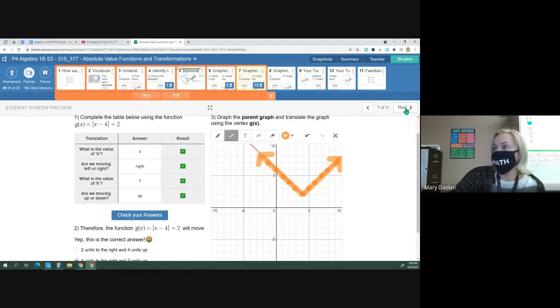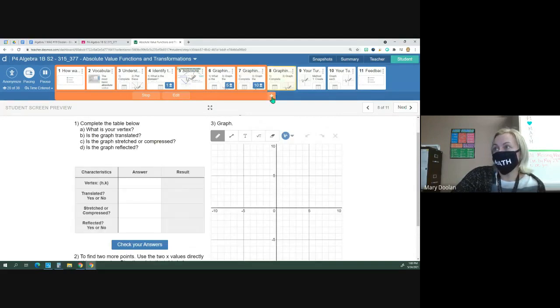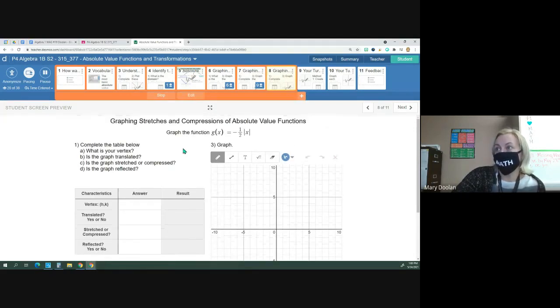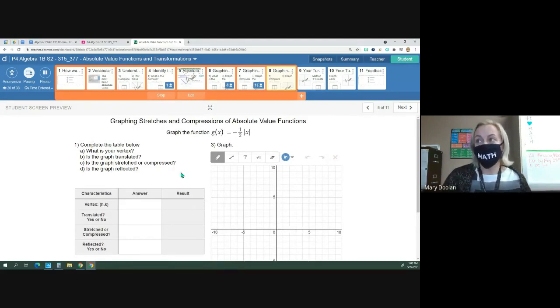All right, we have one more slide. So this last one we're going to do is graphing an absolute value function where you might have a stretch or a compression. Here is our function, g of x equals -1/2 times the absolute value of x. That's really close to the parent function, but we have this coefficient out here, -1/2.